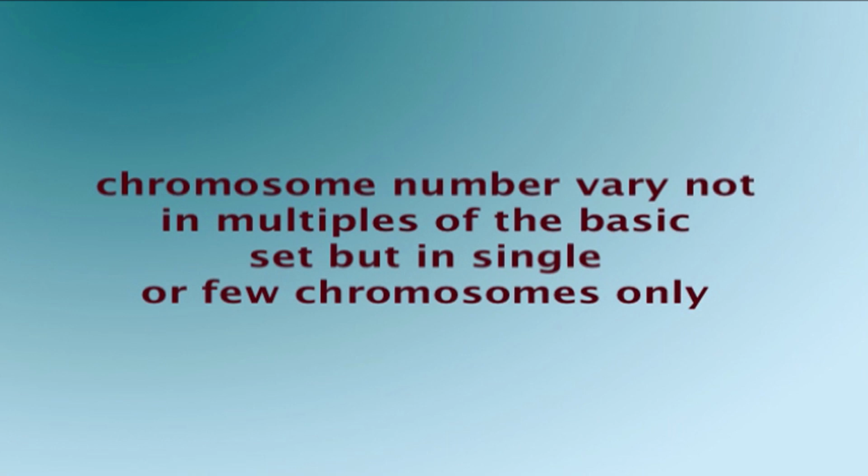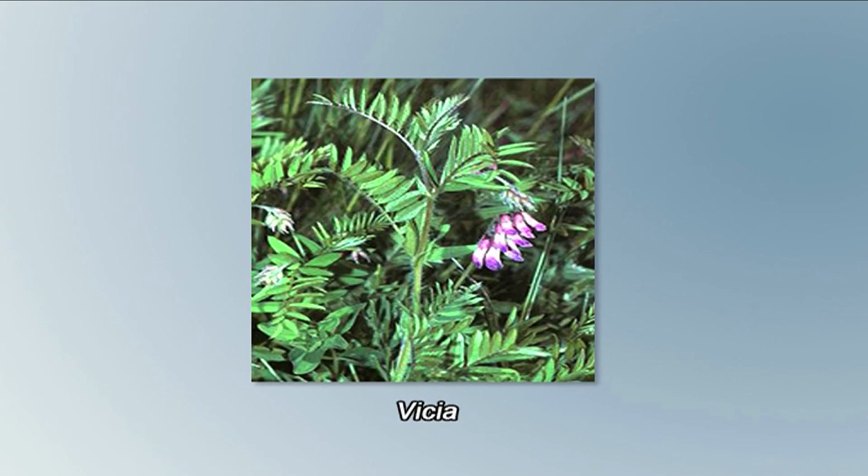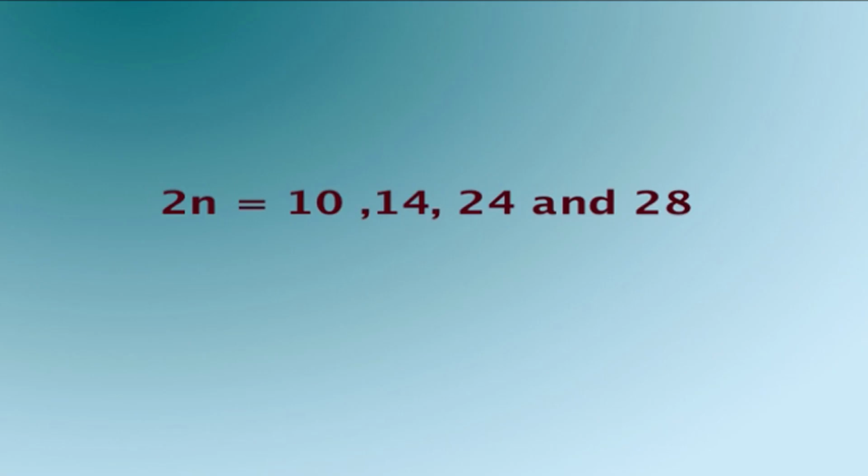The type of polyploidy referred to hitherto is known as euploidy, but aneuploidy, where chromosome numbers vary not in multiples of the basic set but in single or few chromosomes only, is also common. In the genus Vicia, there are chromosome numbers of 2n=10, 14, 24 and 28, obviously consisting of aneuploids clustered around the diploid and tetraploid levels.